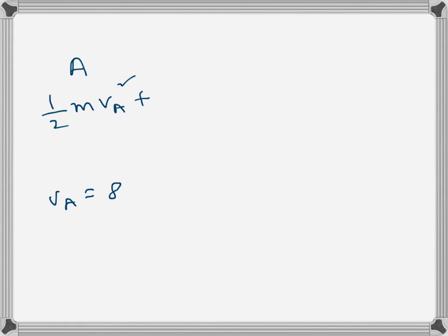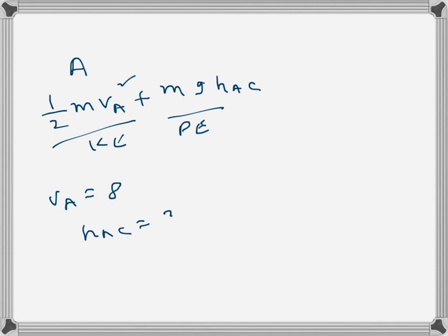So the total mechanical energy is the kinetic energy plus the potential energy, mg hAC. Now hAC is 3 meters, and the velocity is in meters per second. So we know the total mechanical energy is like that. Because there is no other loss, the total mechanical energy will stay constant throughout. Of course, there won't be any change of mechanical energy.